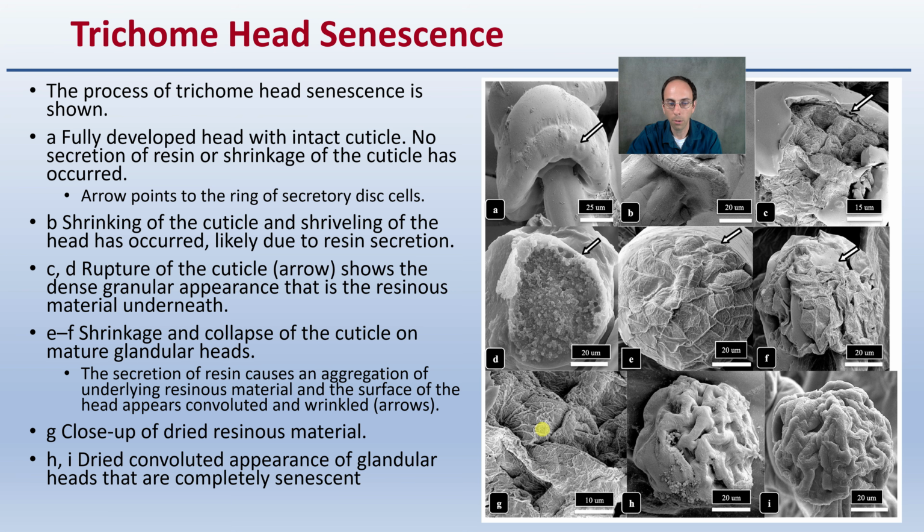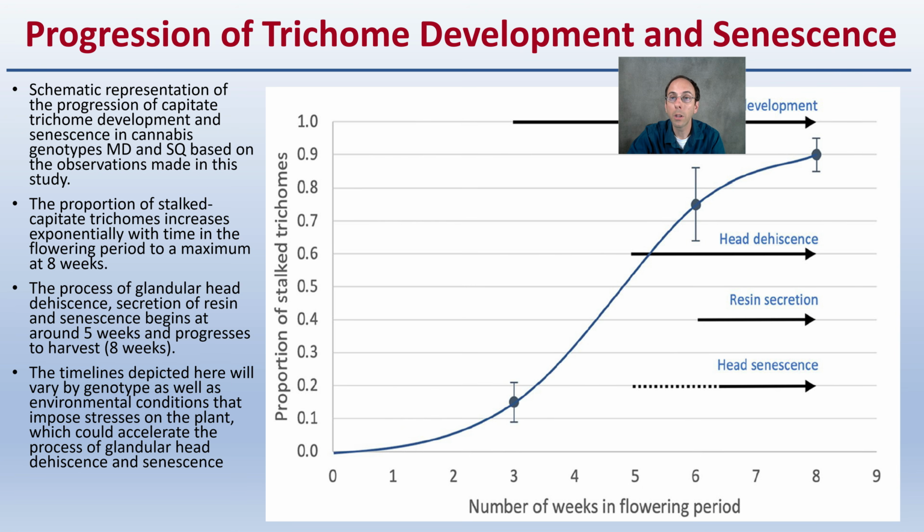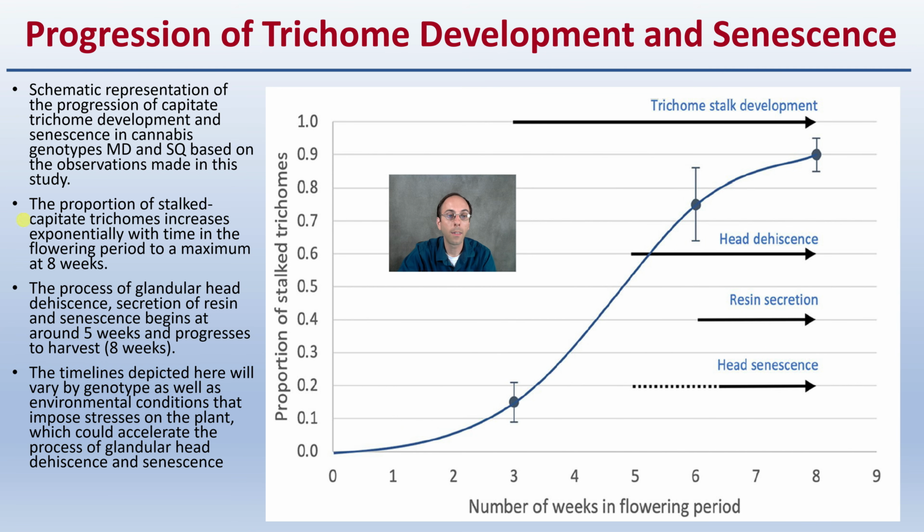Again, a really tight zoom in there. And H and I showing the dried, convoluted appearance of the glandular heads that are completely, basically, senescent here. It's at the very end of the life cycle. Now look at the progression of trichome development and the senescence here. We see number of weeks in the flowering period, the trichome stalk development, the heads, the resins, and the head senescence. Where does that exactly occur?